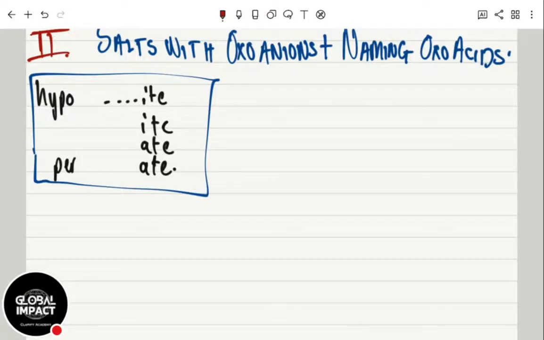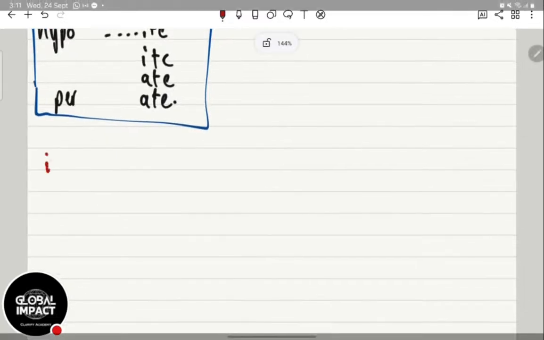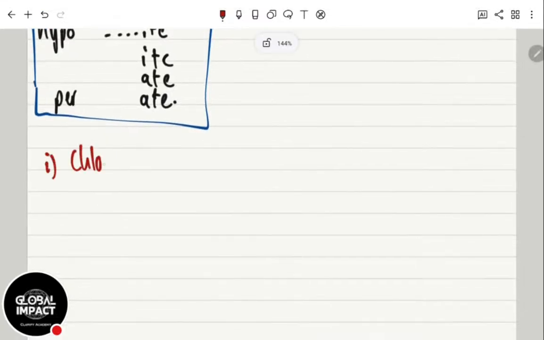So when we are naming, let's see the ones that I should remember. We know that they can have hypo-ite, then ite, then ate, then per-ate. Now, here's the first thing we're going to start with: chlorine and bromine and iodine.